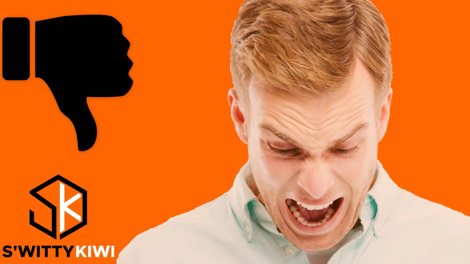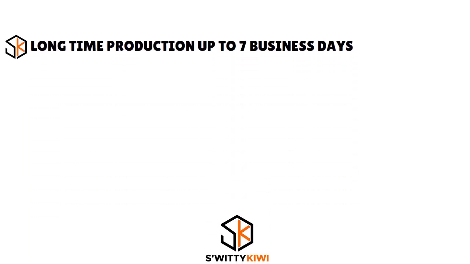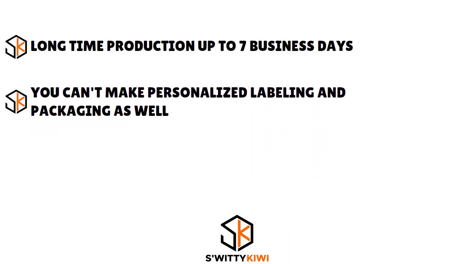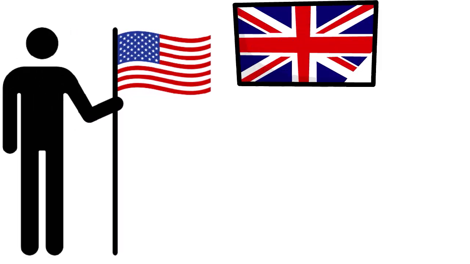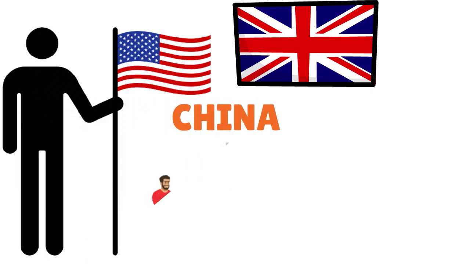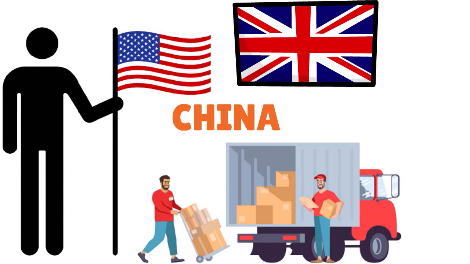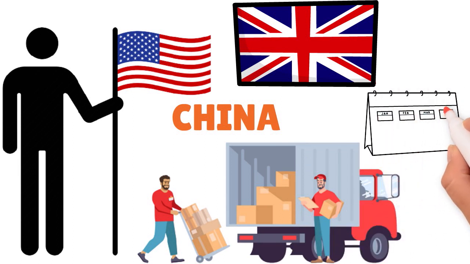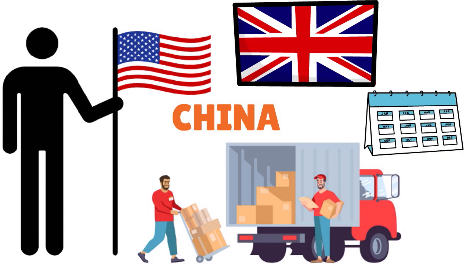In terms of the disadvantages, they have a long production time, up to 7 business days, and you cannot do personalized labeling and packaging. So if you're looking for some kind of extraordinary unboxing experience, you're not going to get that. If you want to work with United States, UK, and EU providers instead of China, Printify is a reasonable way for you. The shipping process is more reliable this way. Over the last 5 to 7 years, Printify has actually gained market share, and they're doing really well right now.